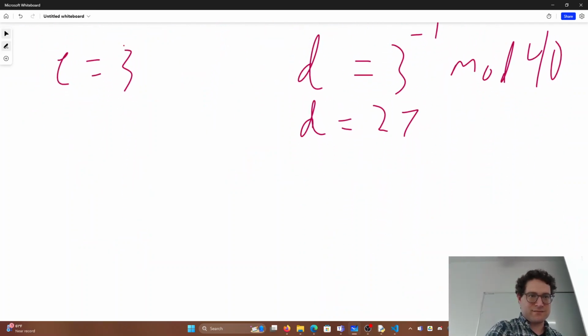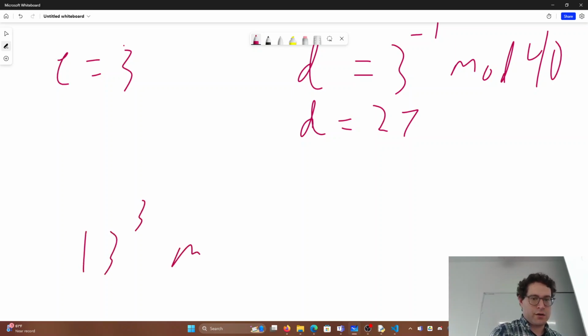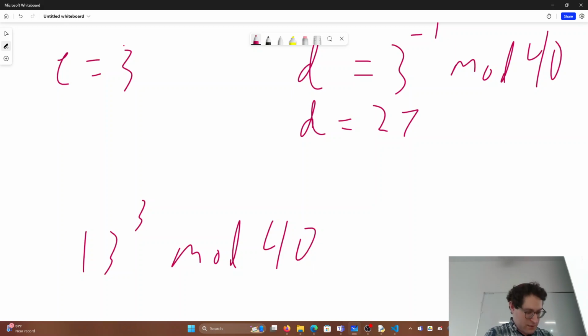Now if I want to send a message, let's assume my message is equivalent to 13. To send somebody a message, I would compute 13 to the third mod 40. Sorry, not mod 40, mod N, 55, our original. Can you repeat what 13 is again? 13 is just the arbitrary message I chose. We can choose anything else, but I chose 13.